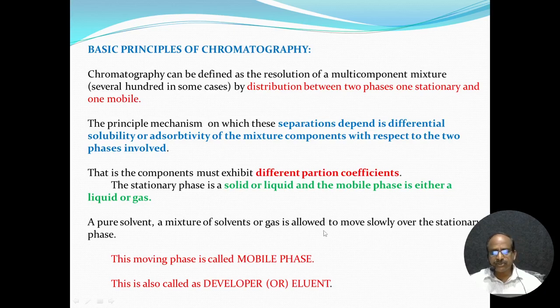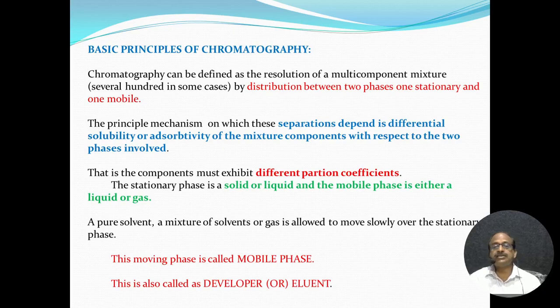A pure solvent, a mixture of solvents, or a gas is allowed to move slowly over the stationary phase; that is called the mobile phase. The moving phase is called the mobile phase. Mobile phase means it travels to another place, from left to right, top to bottom, or bottom to top.